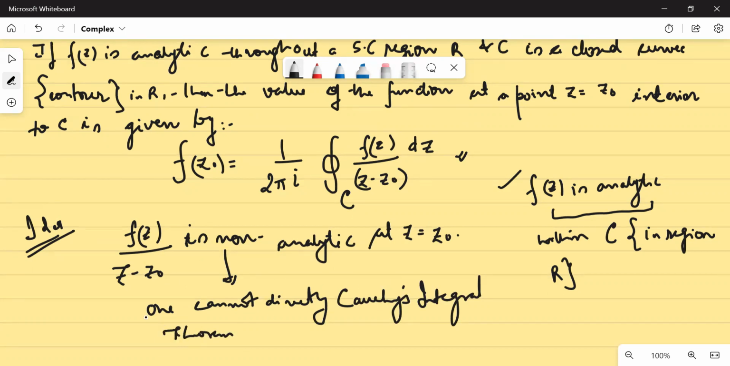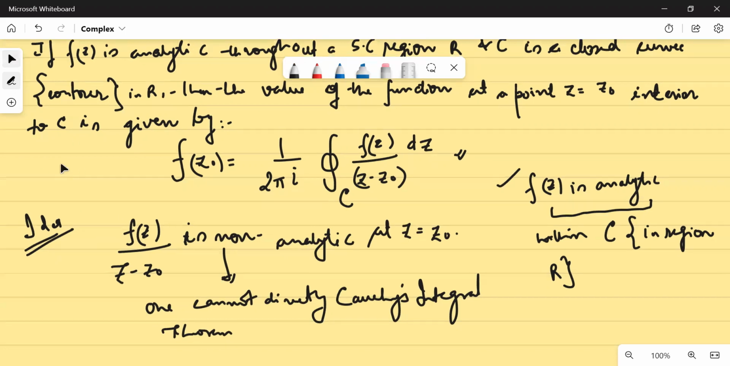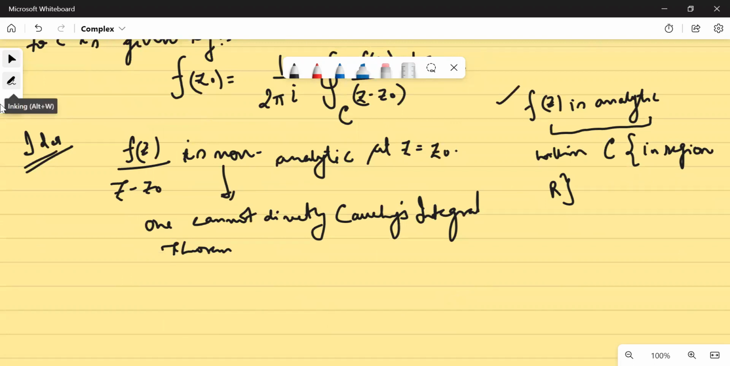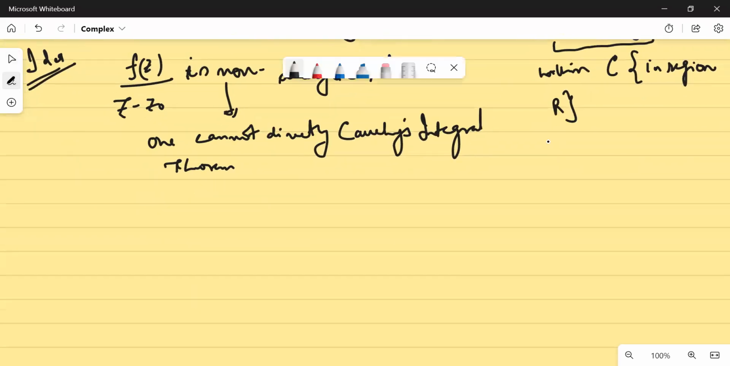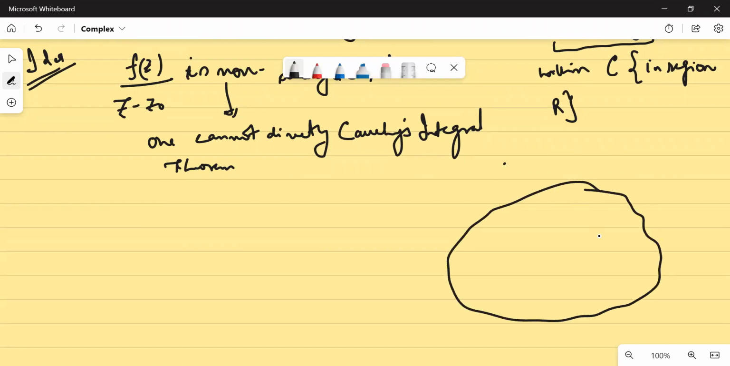Now, what you can do is circumvent this sort of singularity. You can enclose this singularity within a circle of radius, let's say epsilon. Let me draw it. Let's say this is your closed curve C, and this is your point z equal to z naught. And you enclose this singularity within a circle.